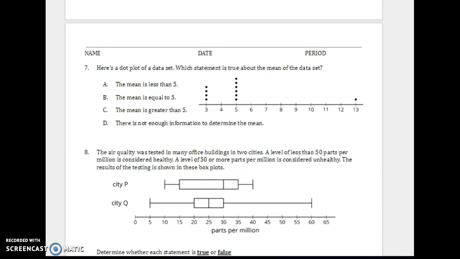Question 7. Here's a dot plot of a data set. Which statement is true about the mean of the data set? A. The mean is less than 5. B. The mean is equal to 5. C. The mean is greater than 5. D. There is not enough information to determine the mean.